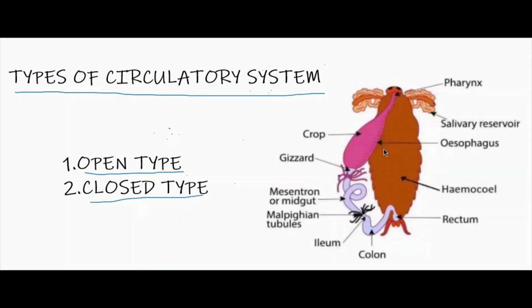So in the open type of circulatory system, blood is pumped by the heart into the blood vessels. Those blood vessels open into the cavities. That cavity is known as what? Hemocoel. So this type of circulatory system is known as open type of circulatory system. Here capillaries are absent. Example, arthropods, mollusks and ascidians, lower organisms, right?